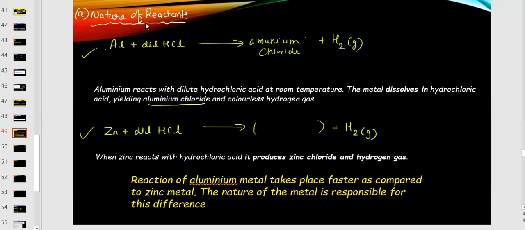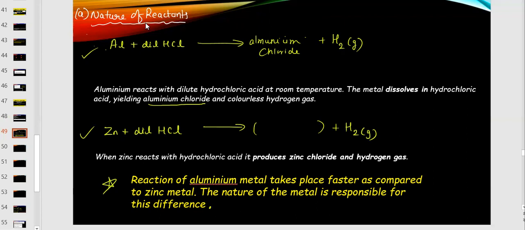The only thing changing is which metal element you are reacting with dilute HCl. Since it is aluminum, you are going to get aluminum chloride. Since it is zinc, you are going to get zinc chloride. Okay, so this is the first point. The reaction of aluminum metal takes place faster as compared to zinc metal, and the nature of the metal is responsible for this difference. But why is the reaction faster for aluminum compared to zinc?